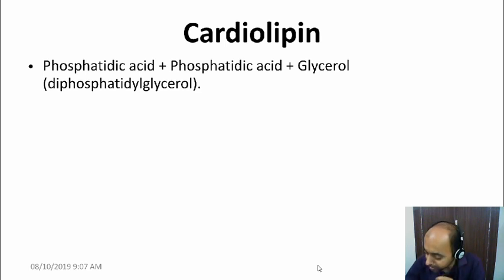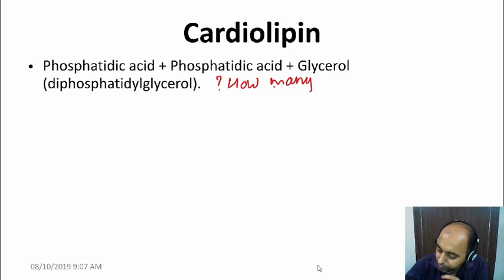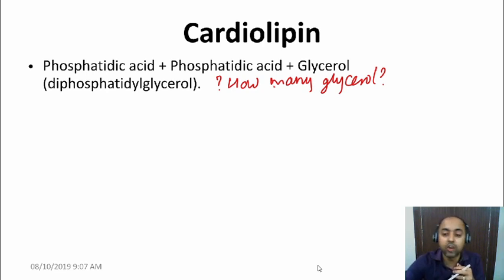So can anyone tell me how many glycerols are there in cardiolipin? This question you should be able to answer because the structure is in front of you. I've already told you what we mean by the phosphatidic acid. Therefore, it should be a straightforward question for all of you. How many glycerols are there in cardiolipin?